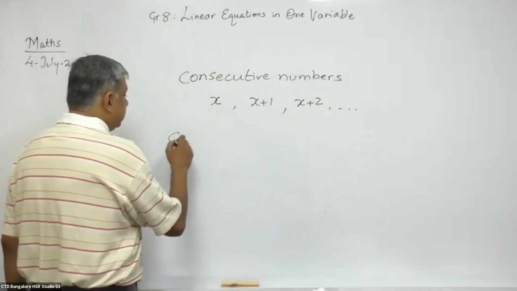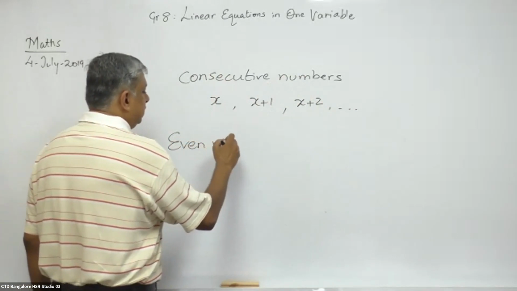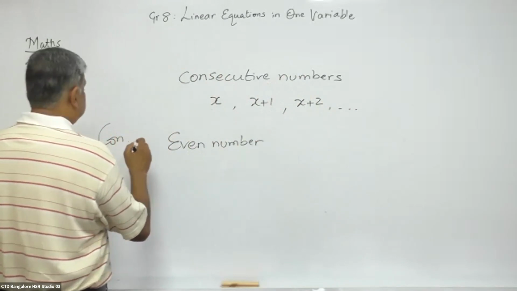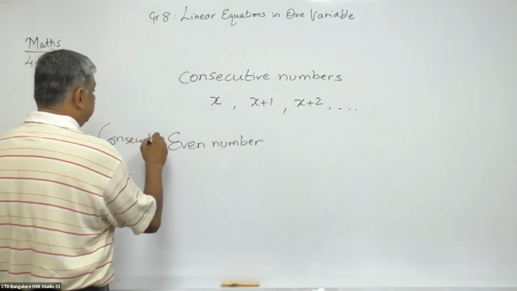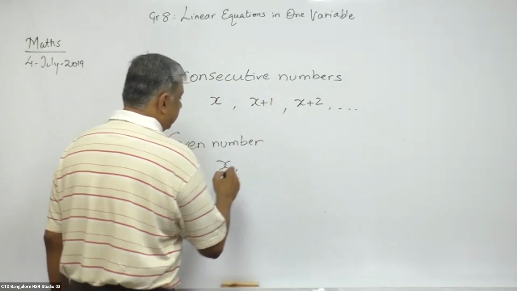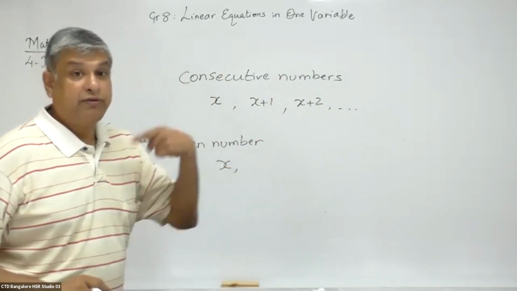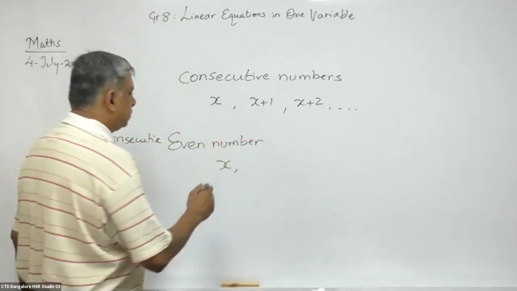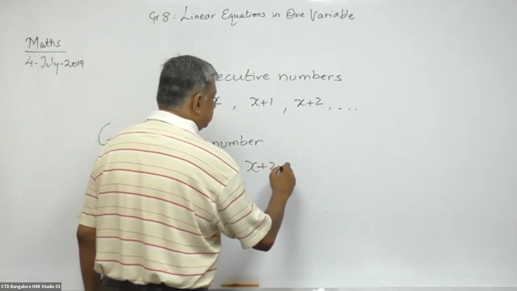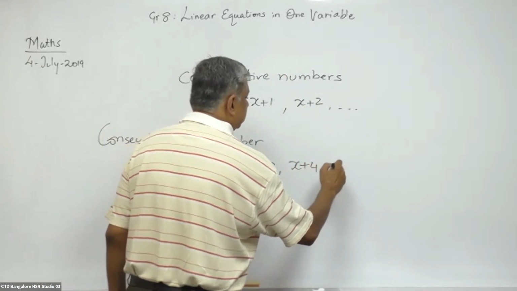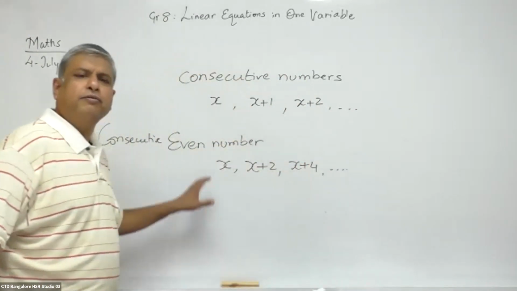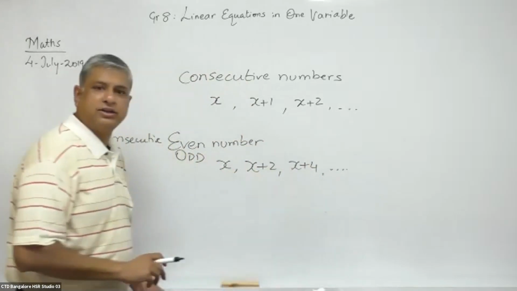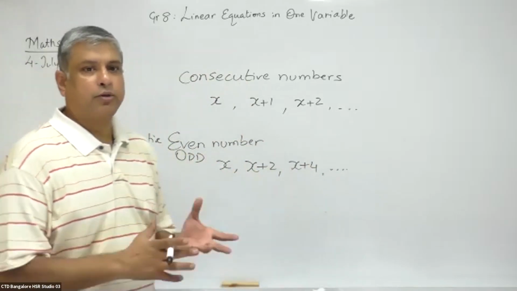But if somebody says consecutive even numbers, then the first number can be x. See, we are talking about even numbers, so 2, 4, 6, every jump of 2. So the next number will be x plus 2. The third number will be x plus 4, and so on and so forth. Even when you have odd numbers, you can choose a very similar strategy. So that helps you to form equations.